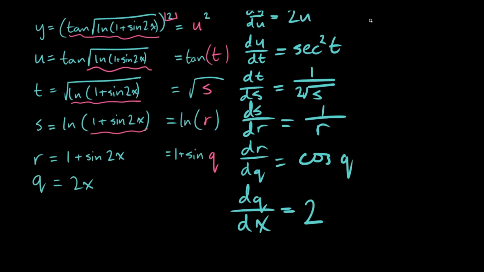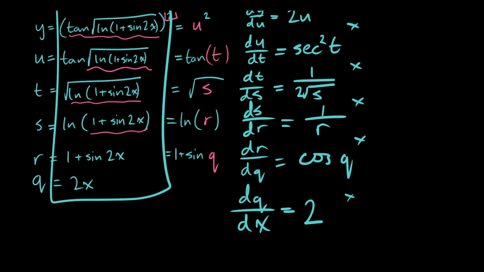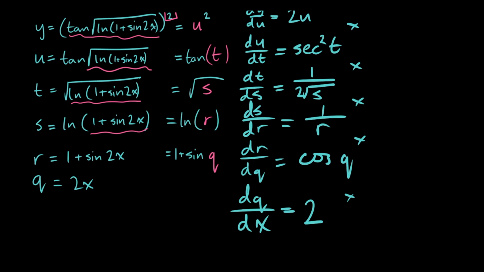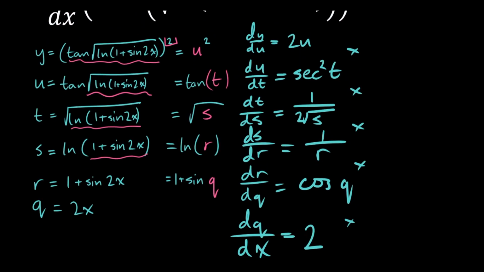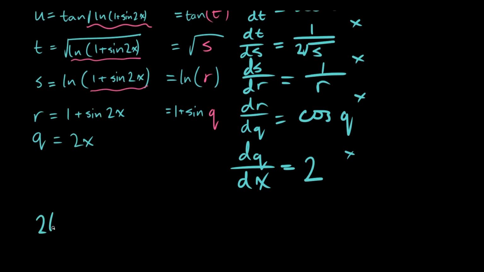So now we're going to need to multiply all these terms together. But you'll notice we still have variables from each of the steps. Like for example, in the step for u, we have t, and t we actually know the value of. We know the value of everything. So actually our entire thing is solved right here. So 2 times u, and we know what u is. U is right here. So 2 times tangent of the natural log of 1 plus sine 2x.